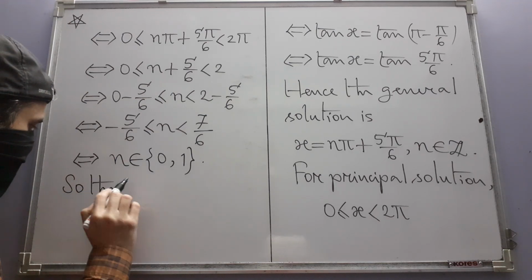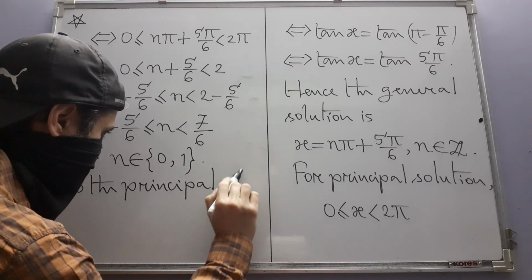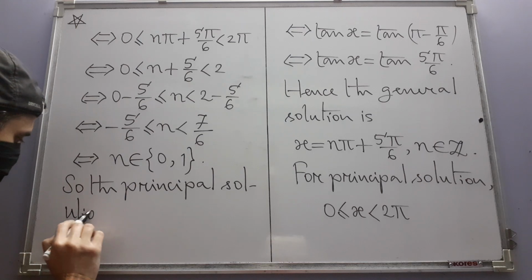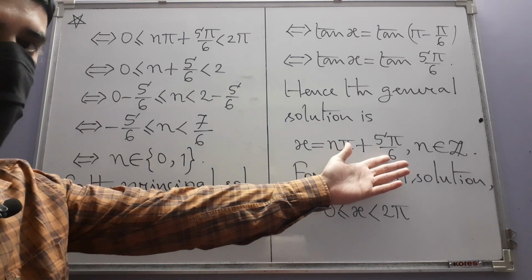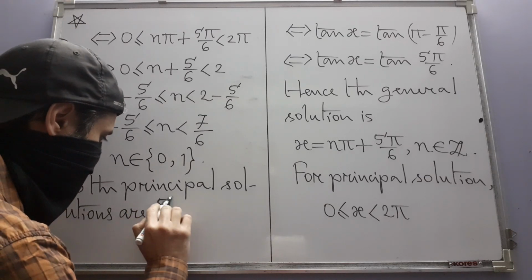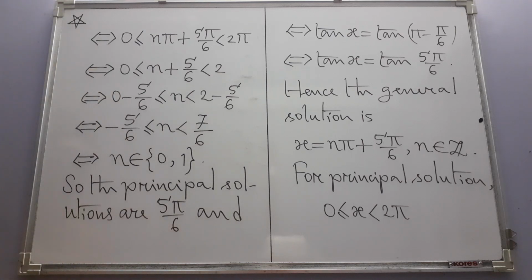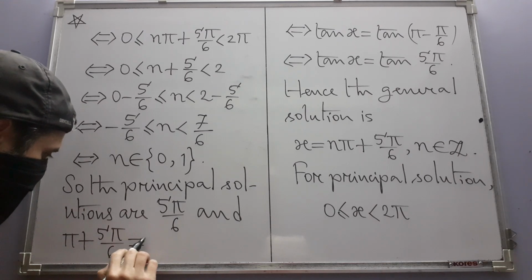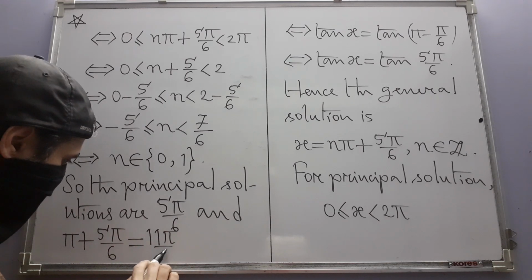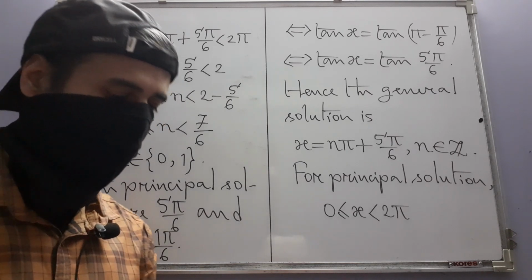So the principal solutions are, putting n equal to 0 gives you just this angle 5 pi over 6, and putting n equal to 1 gives you this, which is 11 pi over 6. And then there is one more.